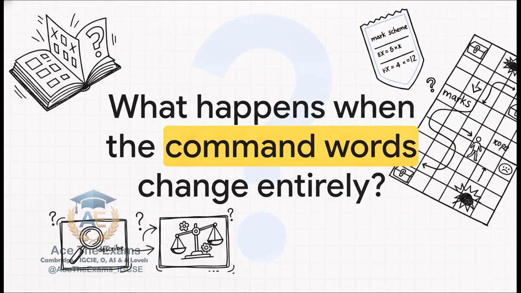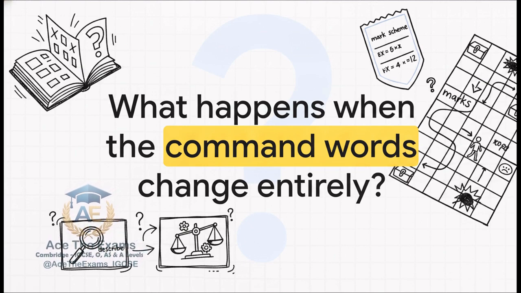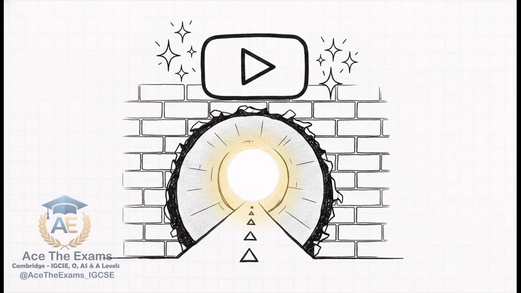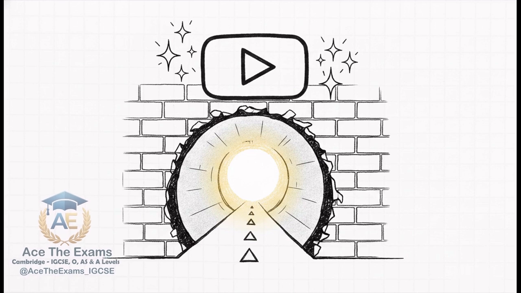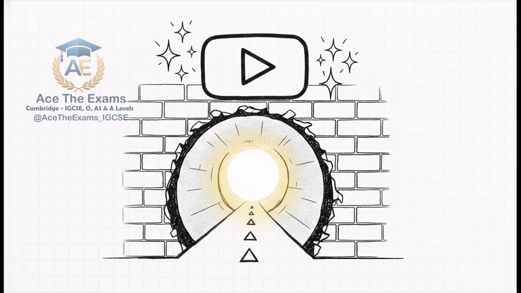So, you've successfully cracked the measurement and data marks. But what happens when you flip the page and the exam command words change entirely? What happens when a simple describe suddenly becomes a complex evaluate? The rules of the game shift instantly, and if you aren't prepared for exactly how the mark scheme adapts, you're going to walk right into a brand new set of traps. Mastering the next phase of this pattern library is your mandatory next step to ensure those grade boundaries don't slip away. You need to know exactly how to handle those shifting command words.